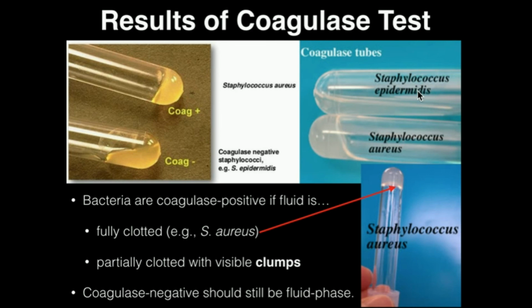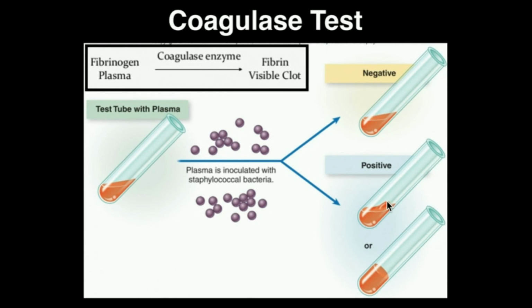But if we look at this one, this is an example of a coagulase negative Staphylococcus bacteria. This is Staphylococcus epidermidis. As you can see, you turn it on its side and it definitely doesn't look like this or this. So the Staphylococcus epidermidis is going to be coagulase negative. And again, just to reiterate, if we had a situation where we saw visible clumps in the test tube, we would still say it's coagulase positive.